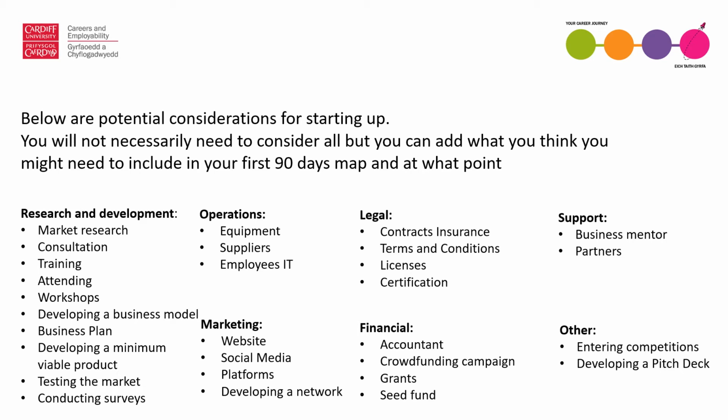There are some very obvious things that we can look at in terms of activities here. Under research and development, for example, you might want to participate in market research, in some training, maybe attending some workshops, maybe looking at testing the market or conducting primary research such as surveys. In operations, this is the stuff that you're going to need, so the ingredients that you're going to need to operate, such as equipment, suppliers, employees.